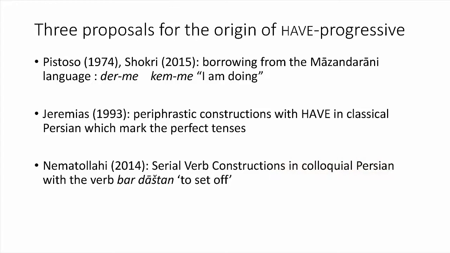And in a study of mine in 2014, I suggested that a serial verb construction in colloquial Persian, the first verb of which is bardashtan, to set off, can be considered as the source of this have progressive. So in these three proposals, the first proposal suggests a contact-induced change in language, and the second and the third proposal motivate an internal account for this construction in modern Persian.